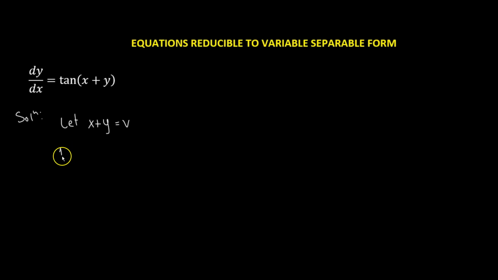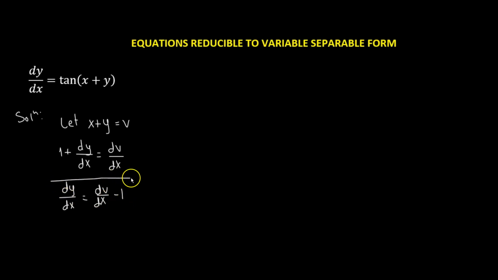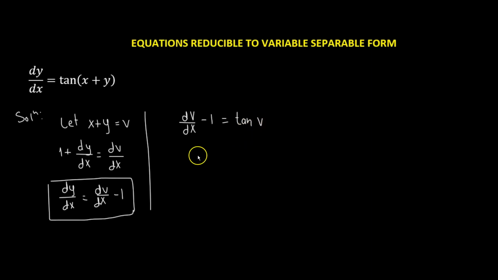Differentiating both sides with respect to x gives us 1 plus dy over dx equals dv over dx. So dy over dx equals dv over dx minus 1. Now we will use this to substitute dy over dx with dv over dx minus 1 in the original equation, such that we get dv over dx minus 1 equals tangent of v, which is dv over dx equals 1 plus tangent of v.